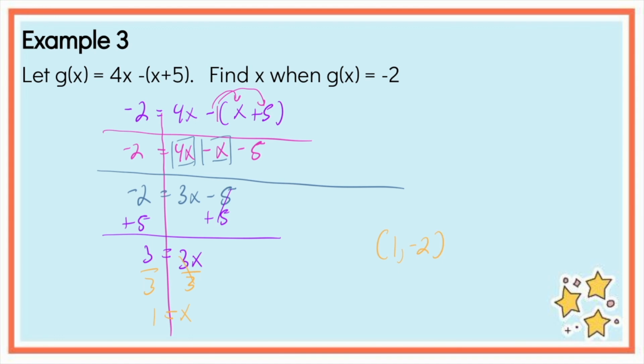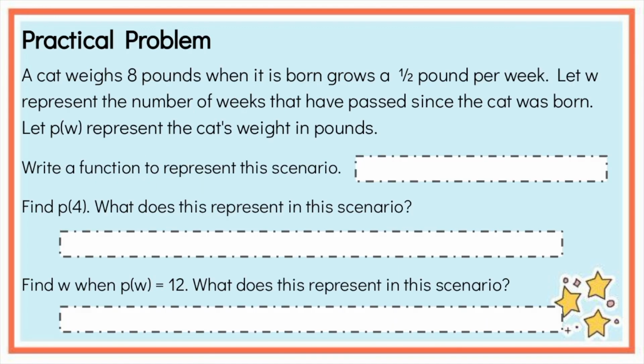Now let's take a look at this with a practical problem. So here in our practical problem scenario, it says a cat weighs 8 pounds when it is born and grows half a pound per week. Let W represent the number of weeks that have passed since the cat was born, and let P of W represent the cat's weight in pounds. So P of W is going to be our output, and W is going to be our input. We know that it's going to be getting bigger, half a pound per week, and we don't know how many weeks, so that sounds like it's going to be our variable, so that's important information. And we know that it's going to be 8 pounds when it starts.